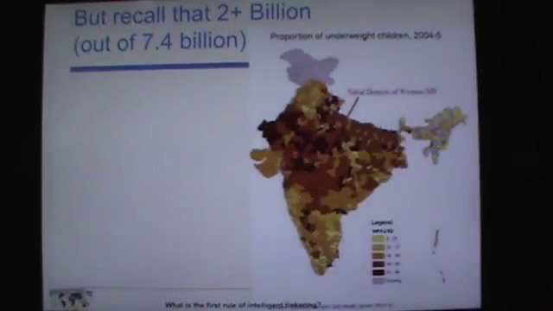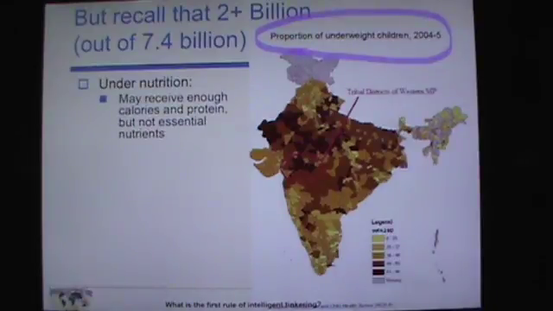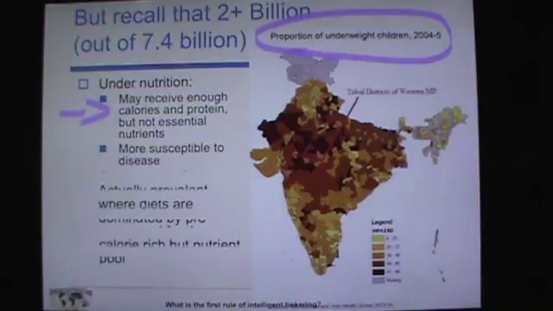Recall that a lot of this predates the previous graph. The proportion of underweight children in 2004-2005 in India was quite high, 2 billion plus out of 7.4 billion really are undernourished. With undernutrition, people may receive enough calories and protein, but not those essential nutrients. They are more susceptible to many diseases.